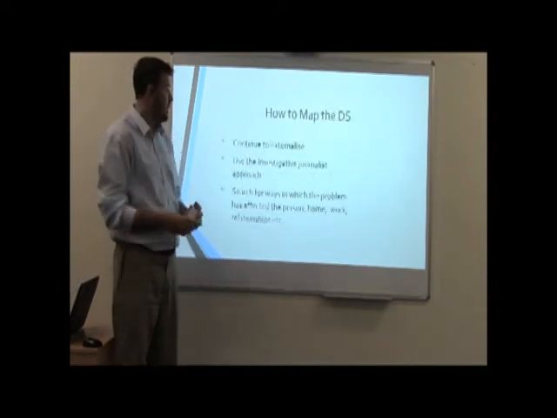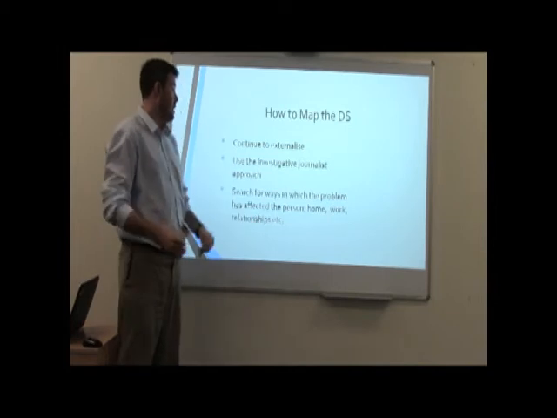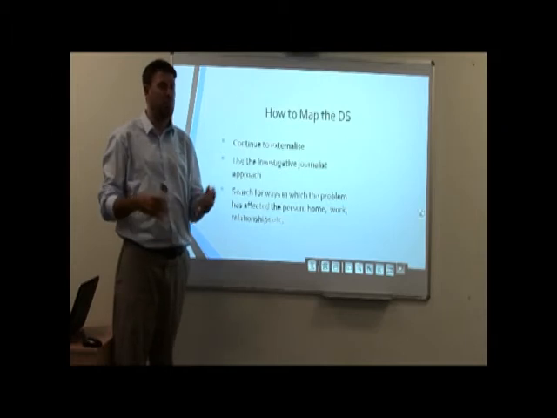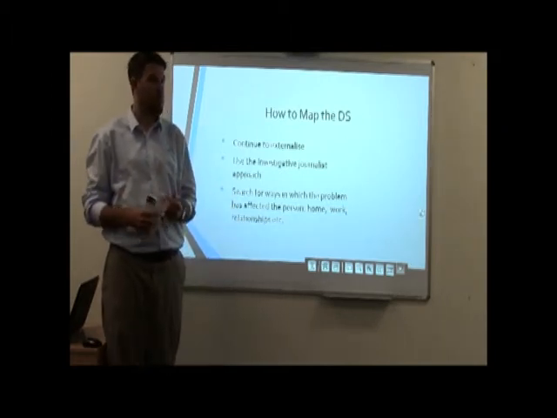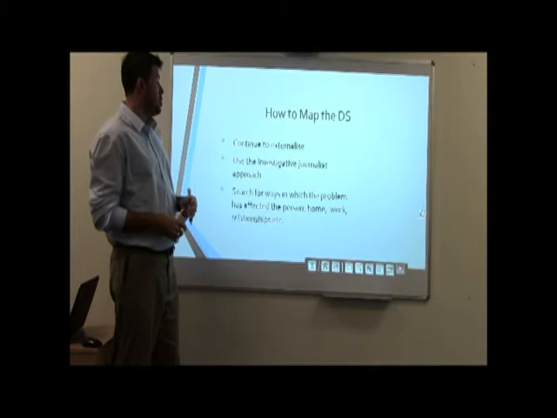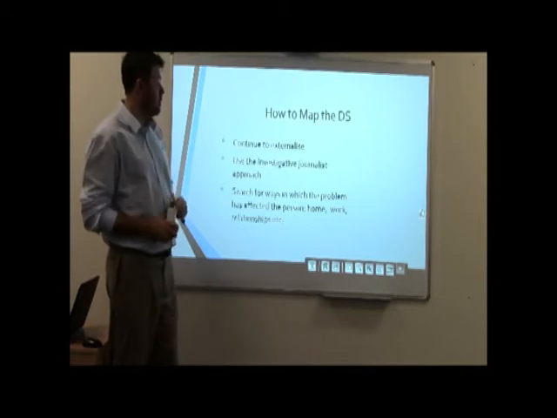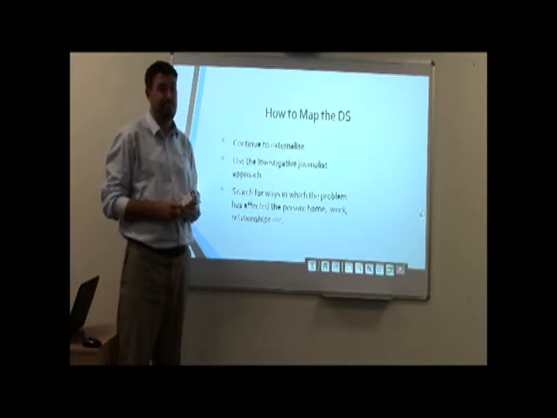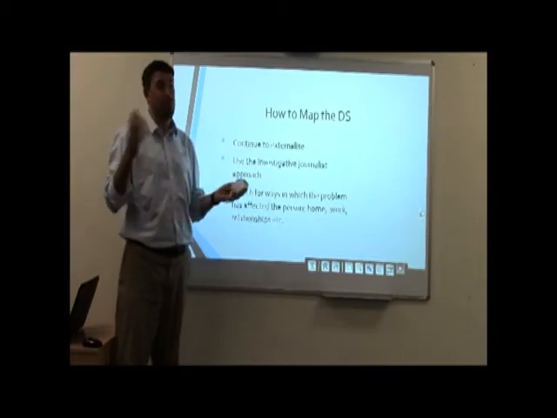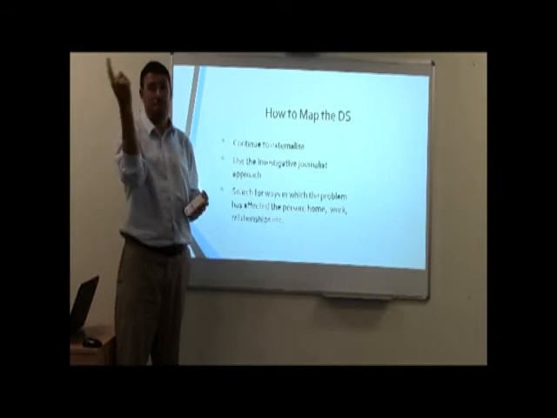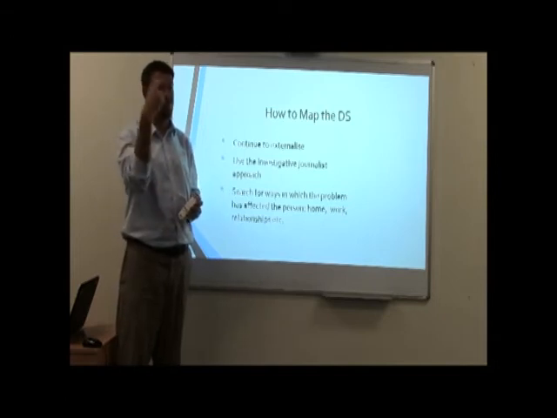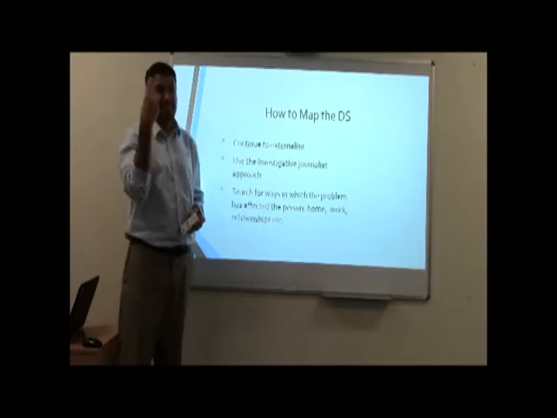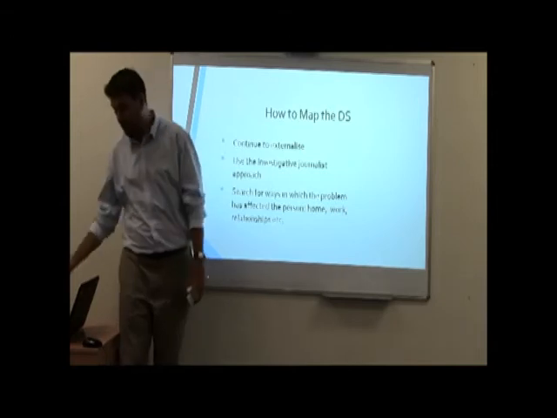So how do we map the DS? Well, we externalise, and we may use the investigative journalist approach, in other words, question. Use appropriate questioning. Search for ways in which the problem has affected the person at home, work, relationships. So in other words, if you're going to draw a map of this area, you're going to have to explore the area quite a bit, aren't you, to be able to draw a map. That's what you're doing here. Explore the issue, map it.